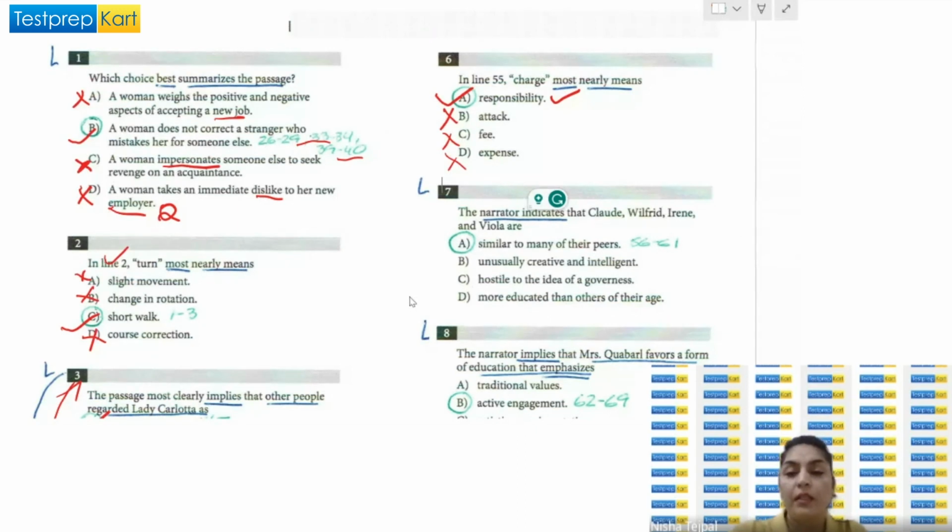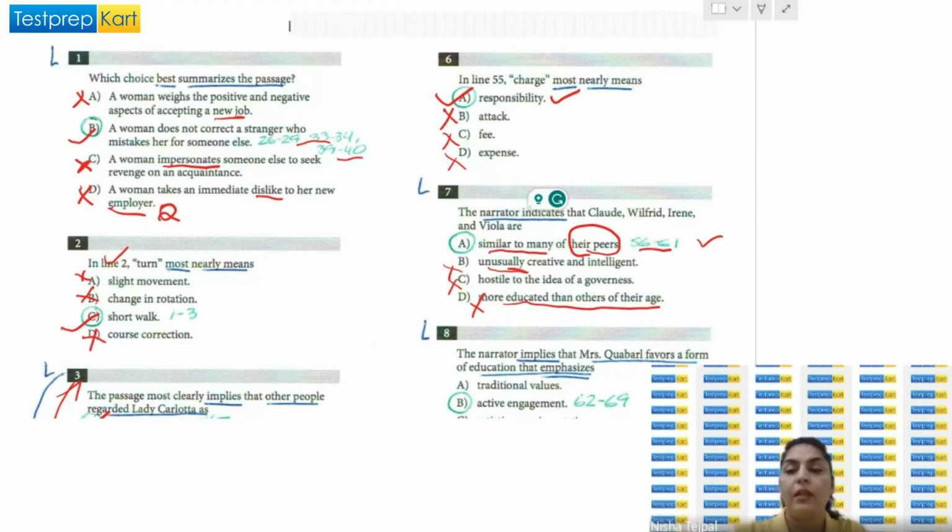If we look at these, we don't find any statement saying that they are more educated and highly learned people in the family. Hostile to the idea of governance, they are not misbehaving with the governance. Unusually creative and intelligent, they can be, it's one of their traits, but unusually is not said by the author. Now, similar to many of their peers, yes, it is said. Many of their peers means many people from that era, that century, the 20th century, and they are similar to those. Yes, they are.